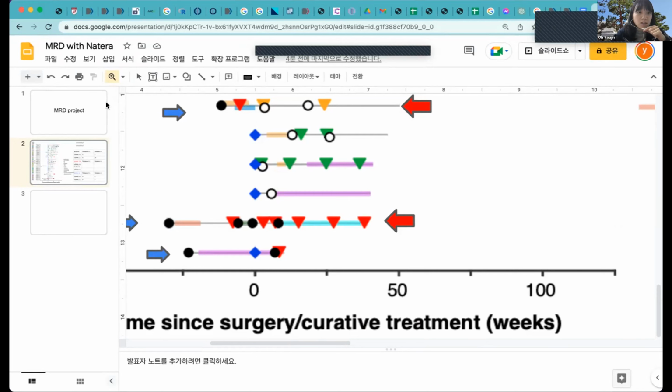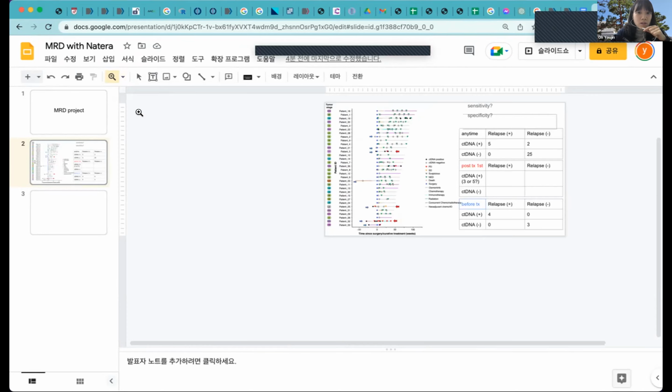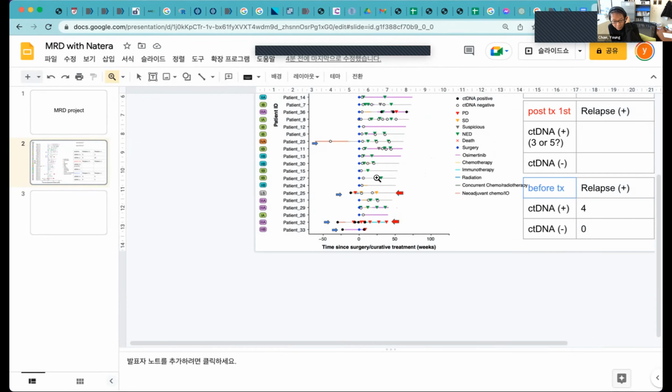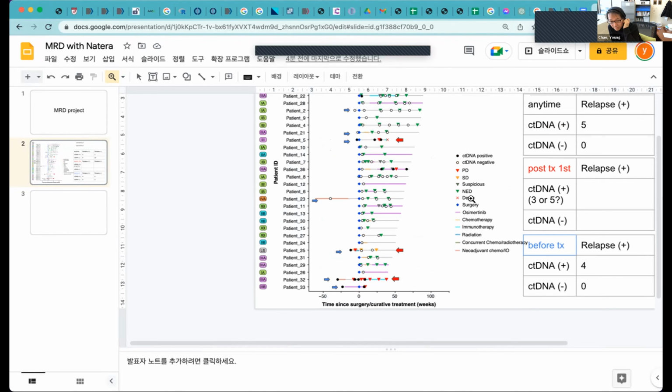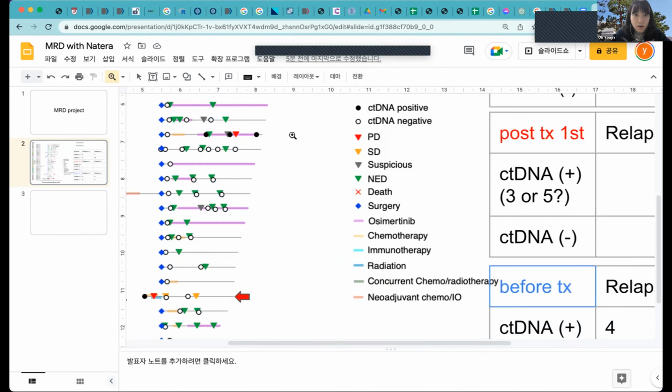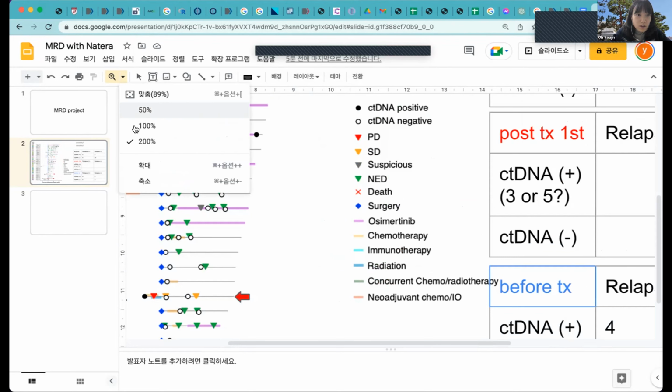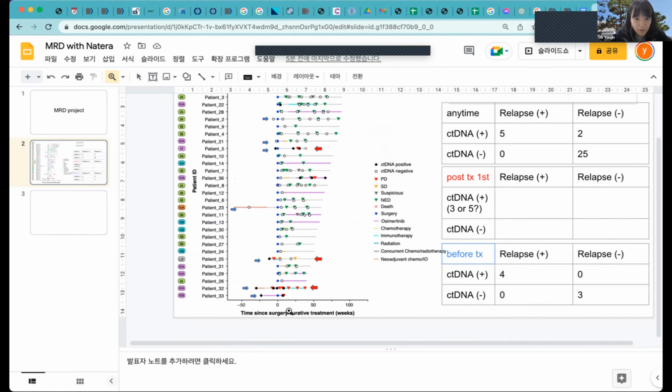So in this case, I can classify this patient as pre and post both positive, preempt. Okay. Sorry. And for the last question is patient number 33.